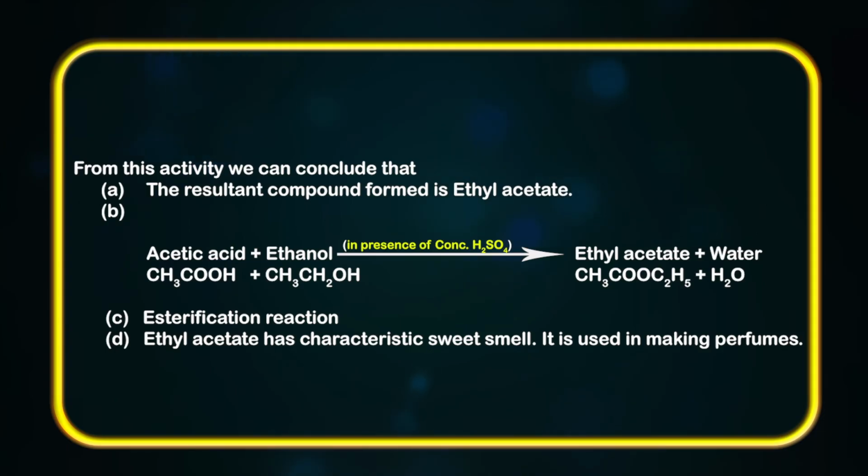From this activity, we can conclude that the resultant compound formed is ethyl acetate. Acetic acid, that is CH3COOH, plus ethanol, CH3CH2OH, in the presence of concentrated H2SO4 or sulfuric acid gives rise to ethyl acetate, CH3COOC2H5, plus water, H2O. Esterification reaction. Ethyl acetate has characteristic sweet smell. It is used in making perfumes.